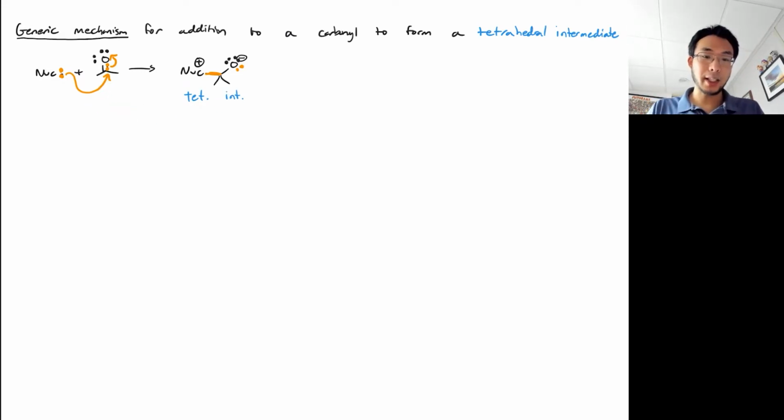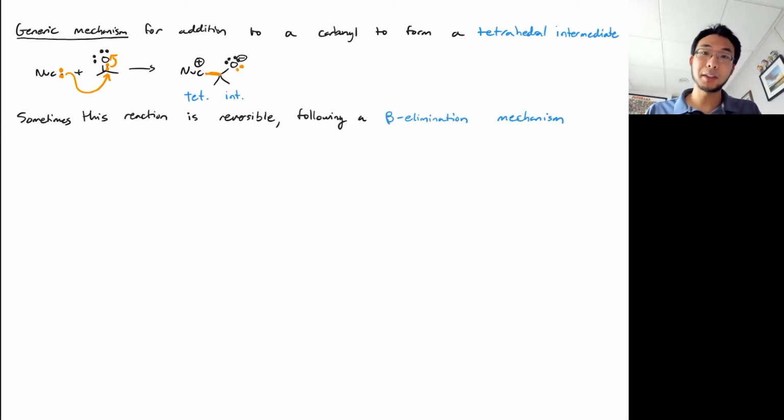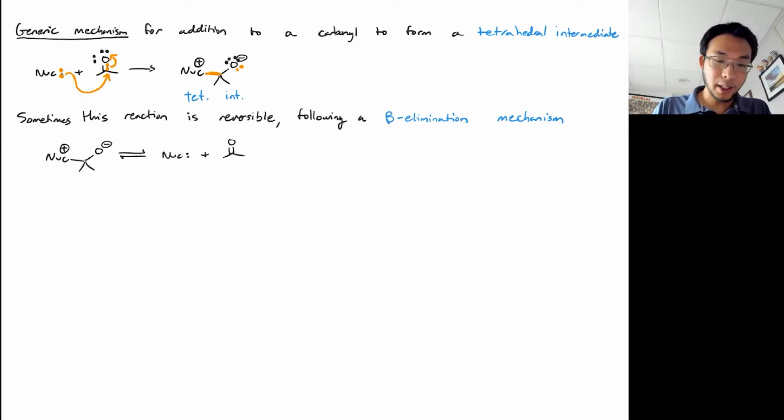It turns out that this reaction is actually often reversible, and so the tetrahedral intermediate here can undergo the reverse reaction and reform the nucleophilic species and the carbonyl. That process is called a beta elimination mechanism, and it's a very common type of mechanistic pattern that will show up in many different reactions. What that looks like is like so.